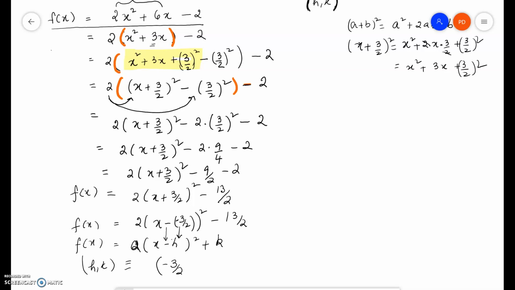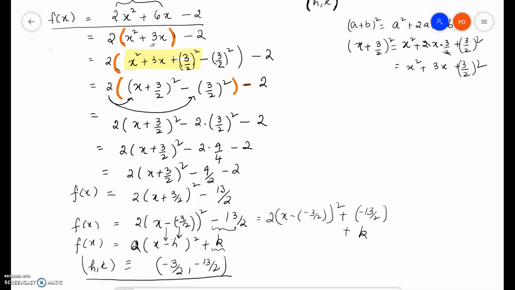So hk is negative 3/2, comma, and the k is negative 13/2, right? Because this would be 2 times x minus negative 3/2 the whole squared plus negative 13/2. And that's what we're comparing with plus k, and that's how we get k equals negative 13/2. So that's the vertex of the parabola.